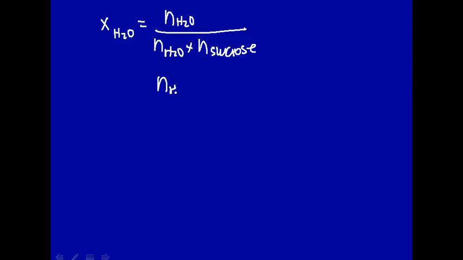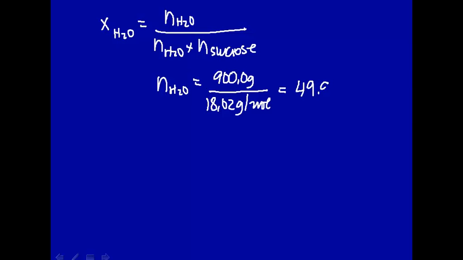So the mole fraction of water in the solution is equal to the number of moles of water in the solution divided by the number of moles of water in the solution plus the number of moles of sucrose. The number of moles of water in the solution, the mass of the water was given as 900 gram. The molar mass of water is 18.02 gram per mole. So this comes out to be 49.94 mole. That's how many moles of water.